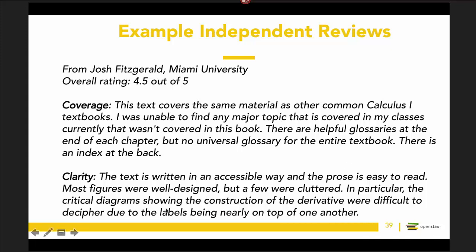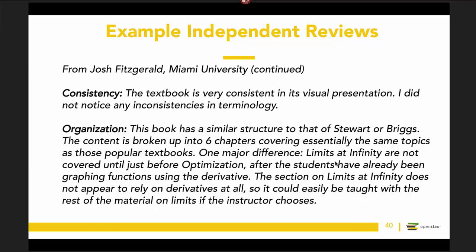So, he said that the critical diagrams showing the construction of the derivative are difficult to decipher because I guess everything's all crunched together. Good point, and we'll address that. But, so that was something said. On the other hand, he said it was basically consistent and very similar in structure to Stewart or Briggs, I guess the two that he was familiar with. And he had looked at the first volume, so that's why he was talking about the 6 chapters. We go all the way through all the topics.